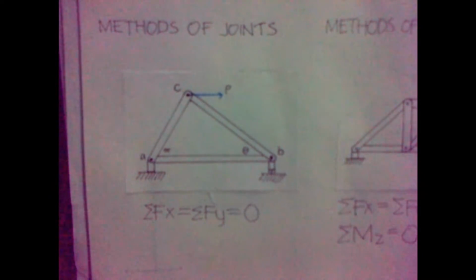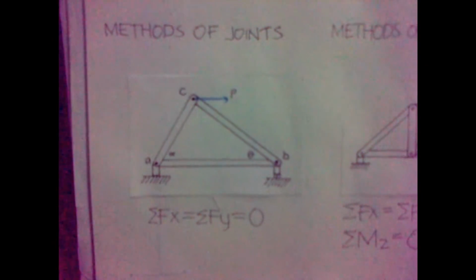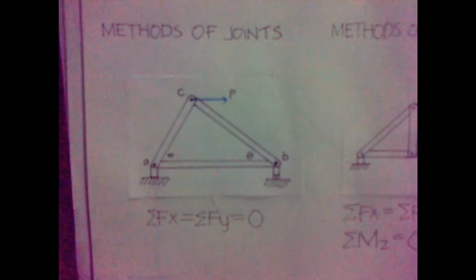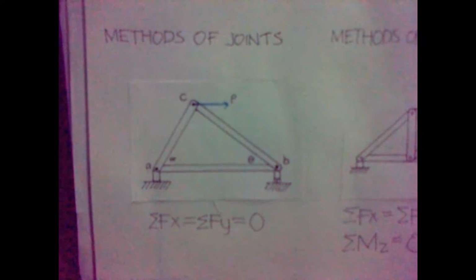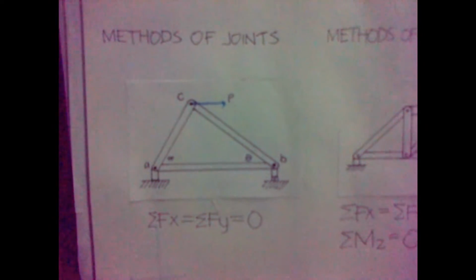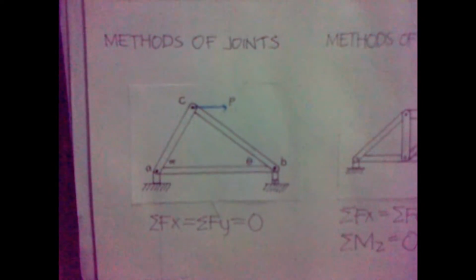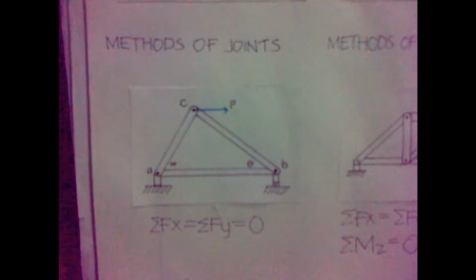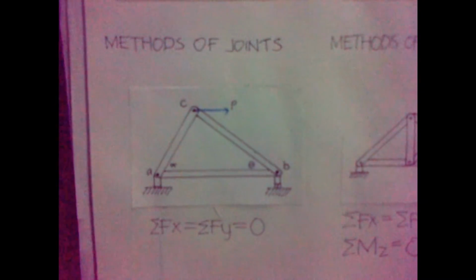Since each joint must be in equilibrium, these two equations can be applied to each joint. Generally, the support reactions should be determined first, and then the remaining joints should be solved. The joint sequence for solving can be important for multiple joints.